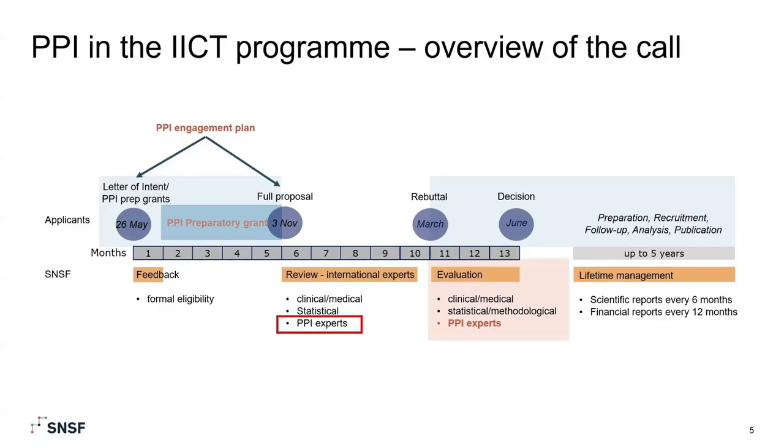After the rebuttal phase, all documents will be evaluated by the IICT evaluation panel, consisting of clinical and medical experts, methodological experts, as well as the PPI experts, and the decision is usually communicated in June. Your grant will then last for up to 5 years, with scientific reports sent to the SNSF every 6 months and financial reports every 12 months.